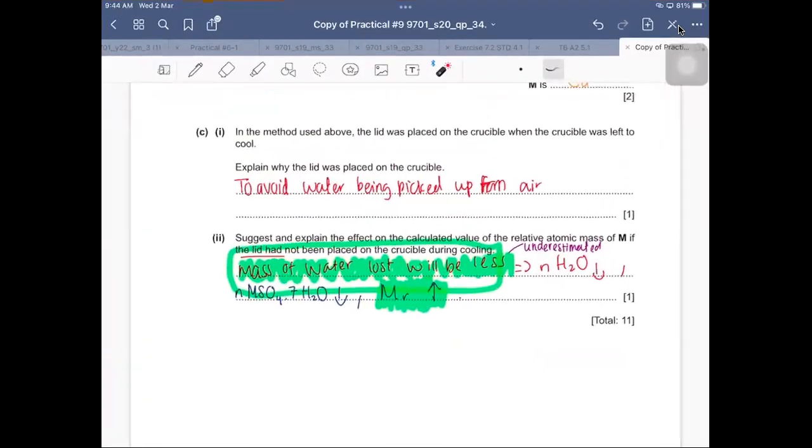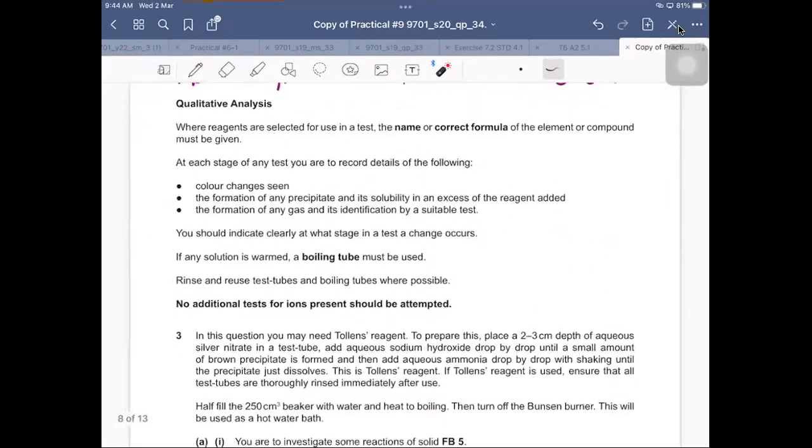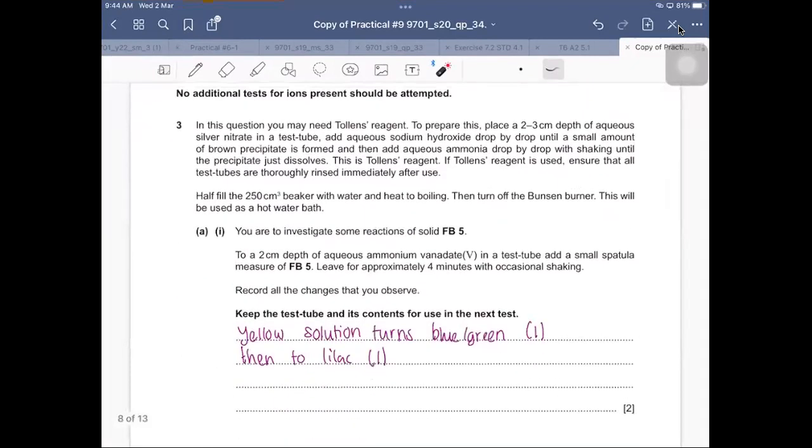Right. Do you want to move on? Okay, you can copy down the answer later from OneDrive.